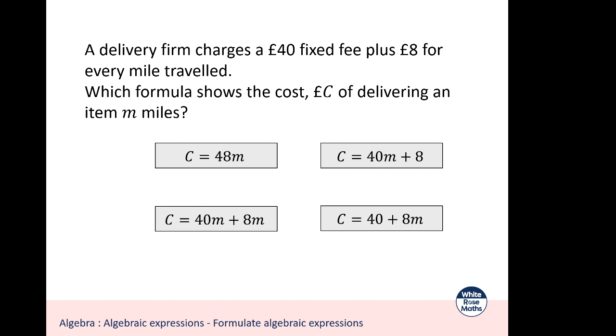A delivery firm charges £40 fixed fee, plus £8 for every mile travelled. Which formula shows the cost of delivering an item m miles? Well, C is equal to 40 plus 8 lots of m. So that would be this option here. C is equal to 40 plus 8 lots of m. Well, that is 8m.